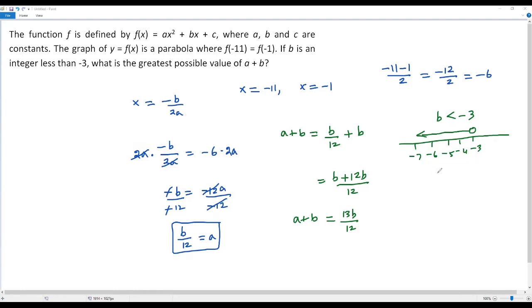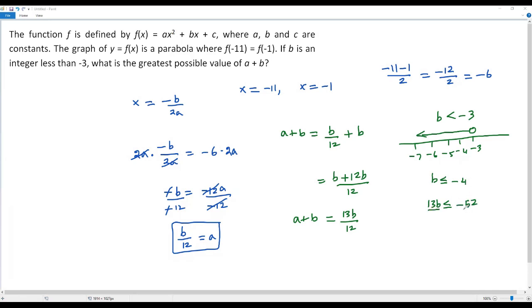Okay, now we can write another inequality for the value of b from this discussion. That is, b is less than or equal to negative 4. That is, b is an integer which can be equal to negative 4 or less than negative 4. Now let me multiply both sides of this inequality by 13, because here we have 13b. When I multiply both sides by 13, I am getting 13b less than or equal to negative 52. That is, negative 4 times 13 is negative 52.